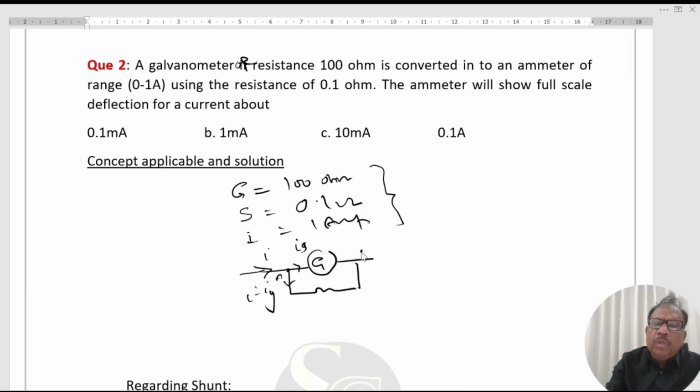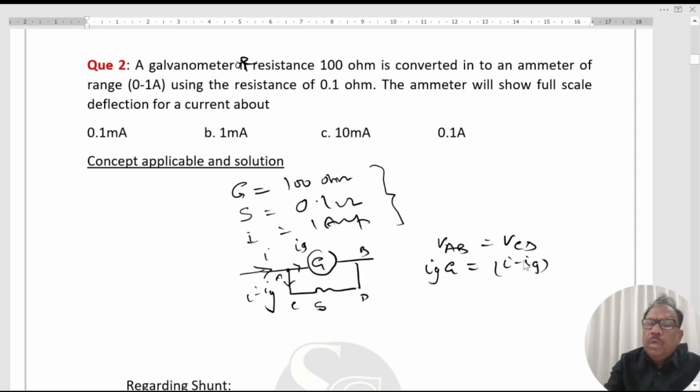This point is A, this point is B, this point is C, this point is D. This is the shunt. This is parallel to this. So VAB will be equal to VCD. VAB will be equal to Ig into G, equal to (I minus Ig) into S. Right? Now this G is given, S is given, I is given. We have to find out Ig.